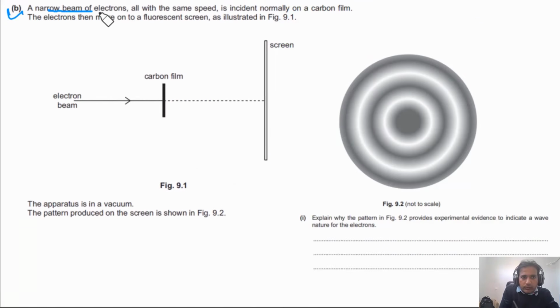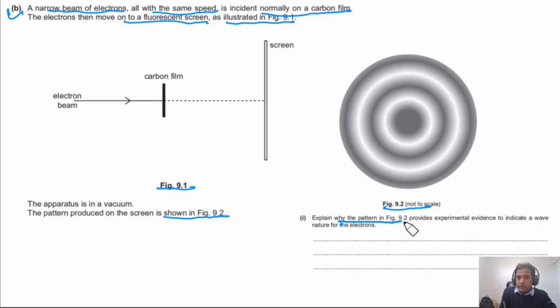Part B says a narrow beam of electrons, all with the same speed, is incident normally on a carbon film. The electrons then move on to a fluorescent screen as illustrated in figure 9.1. The apparatus is in a vacuum. The pattern produced on the screen is shown in figure 9.2. Explain why the pattern in figure 9.2 provides experimental evidence to indicate a wave nature for the electron. Very important one.